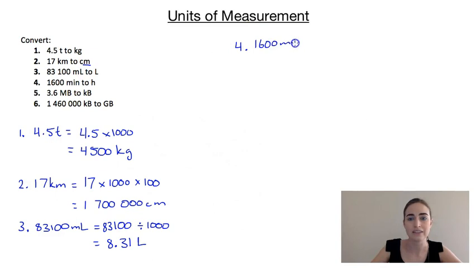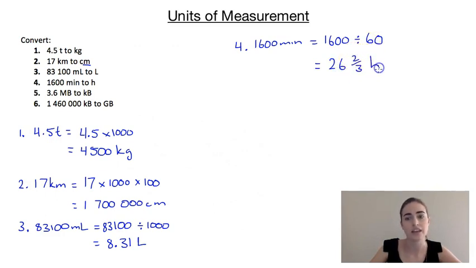For question 4, we've got 1,600 minutes, and we want to convert that into hours. Again, we're going from the smaller unit to the bigger one, so we're going to be dividing. So we've got 1,600 divided by, and we know that there's 60 minutes in an hour, so we're going to divide by 60, and that's going to give us 26, and it's going to be 0.6 recurring, so 26 2/3 hours. We could also write that in hours and minutes, but because it's asked us to convert it to hours, we're going to do it as a fraction.